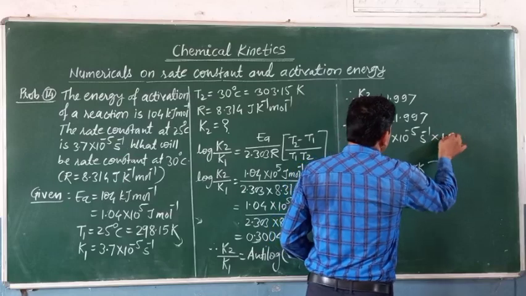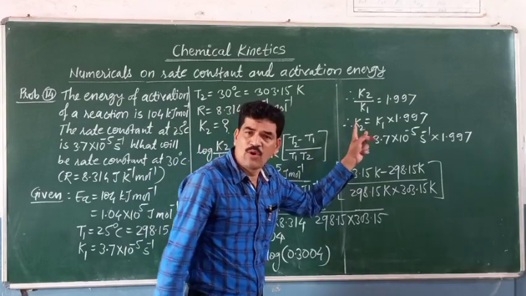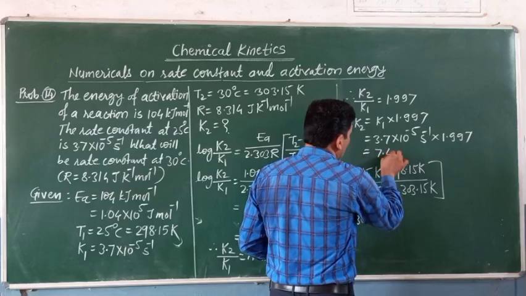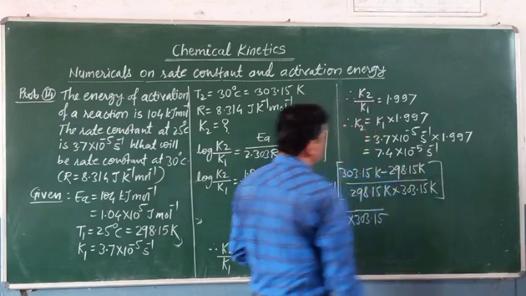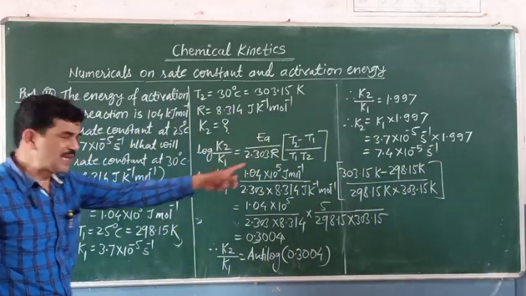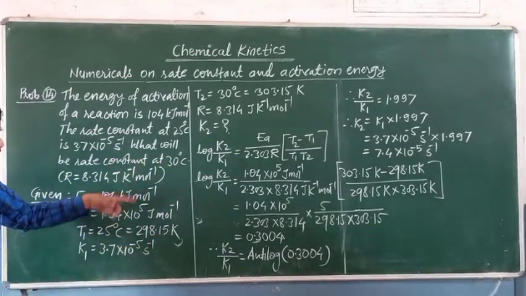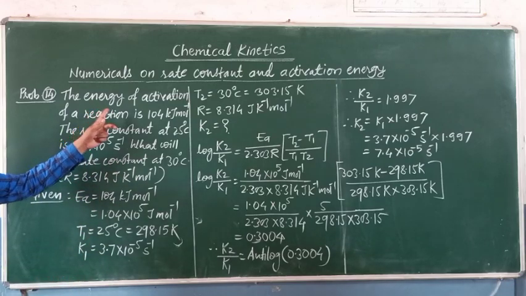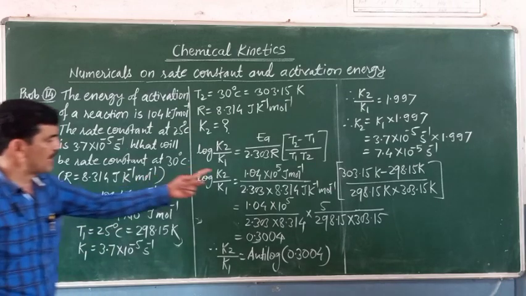and 1.997. We can multiply this, and after multiplication we get the value of K2. So here the product of these two values will be 7.4 into 10 raised to the power minus 5 per second. So this is the value of K2, that is the rate constant of the same reaction at the higher temperature 30 degrees Celsius. So in this way, such type of problems are solved. We can find out the rate constant at the other temperature if the rate constant at one temperature is given. For this purpose, the activation energy of the reaction should be given, and already we know the value of molar gas constant. So in this way, we can solve this problem.